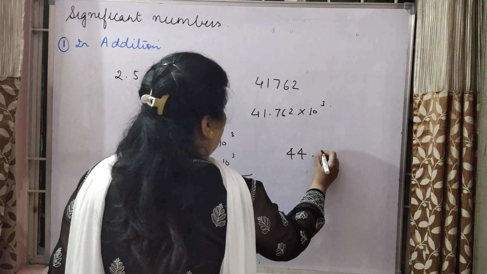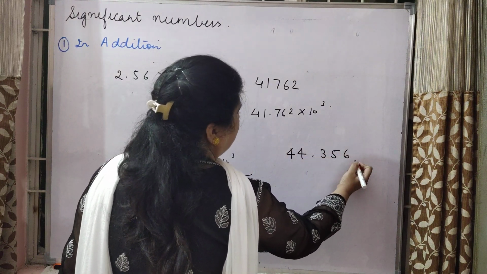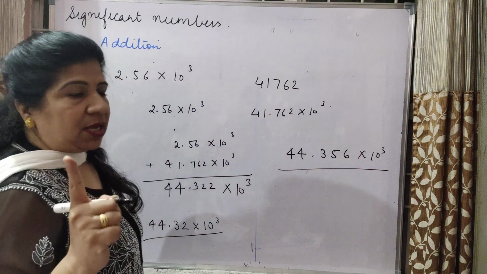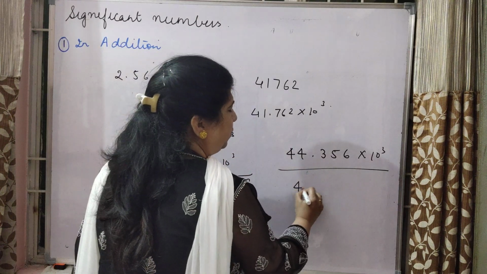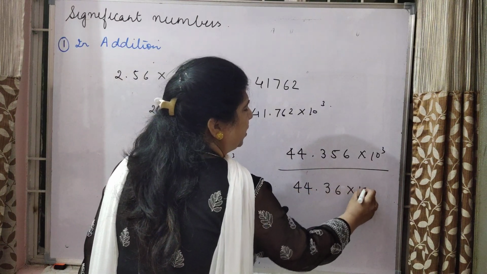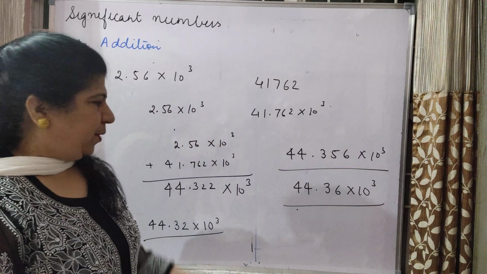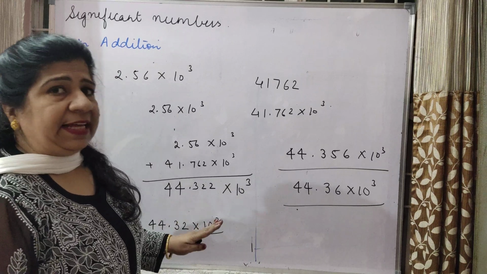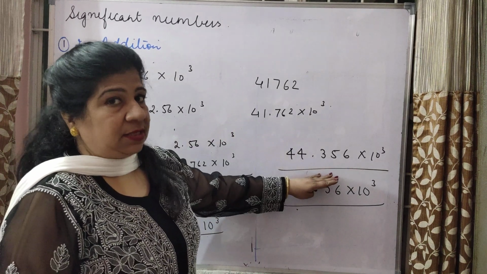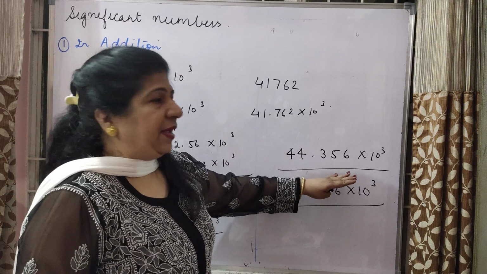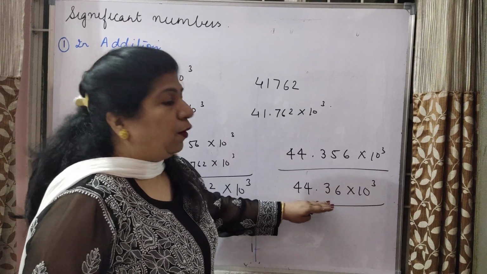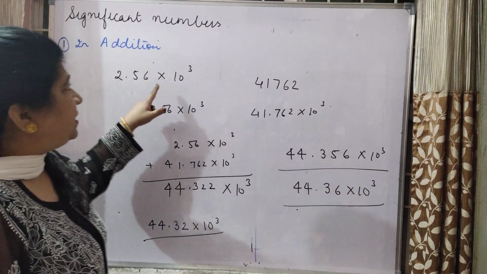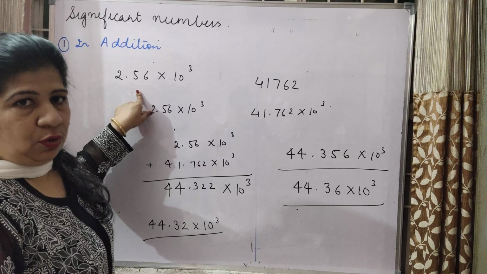Suppose this answer had been something like 5 and 6, into 10 to the power 3. Suppose the answer had been this. Then this answer would have been 44.36 into 10 to the power 3. Because the numbers are the same, it might be a little confusing for you because the same digits are coming. This is not the answer. If it had come like this, then the round off would have been 44.36. You are rounding off to 2 digits of decimal because the least number after decimal is 2.